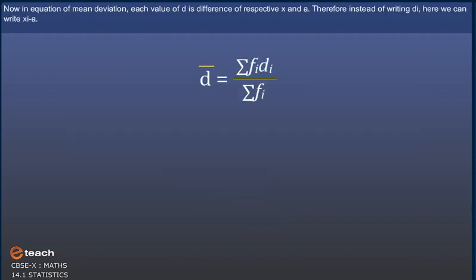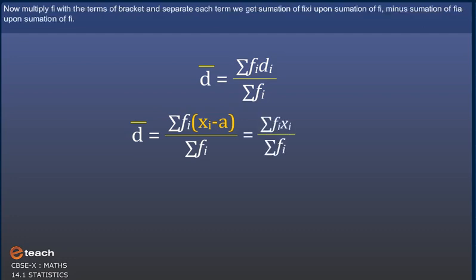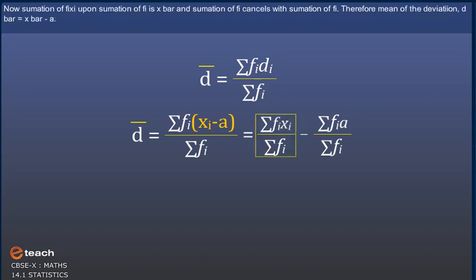Now in the equation of mean deviation, each value of d is the difference of the respective x and a. Therefore, instead of writing di, here we can write xi minus a. Now multiply fi with the terms of the bracket and separate each term. We get summation of fi xi upon summation of fi minus summation of fi a upon summation of fi. Now summation of fi xi upon summation of fi is x bar, and summation of fi cancels with summation of fi.